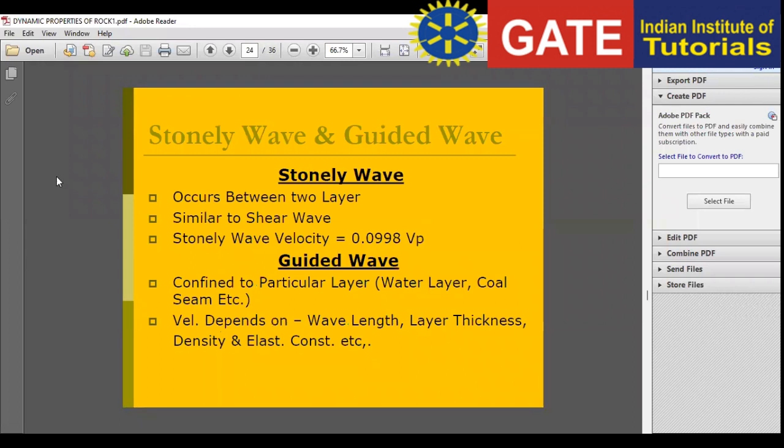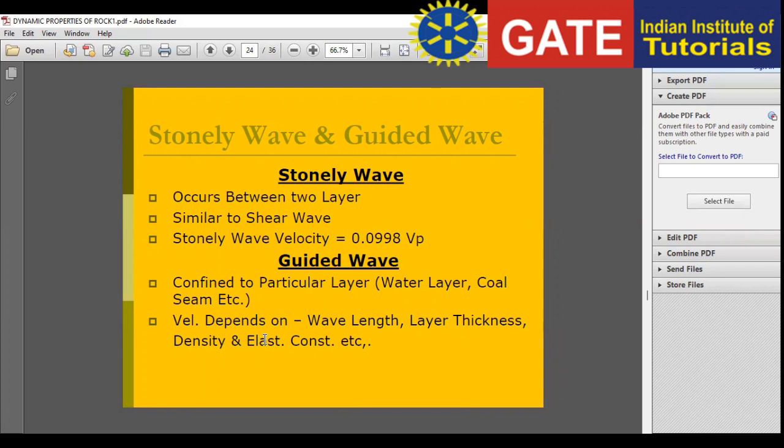Next is the Stoneley wave and the guided wave, the third and fourth types of surface wave. Stoneley wave occurs between two layers, and its velocity is approximately 0.09998 times the P wave velocity, just about 0.1 times. And the guided wave is confined to a particular layer, like a water layer or coal seam. Its velocity depends on the wavelength, layer thickness, density, and elastic constants. So this is the guided wave.